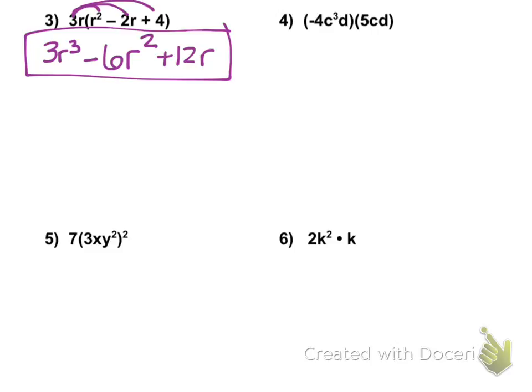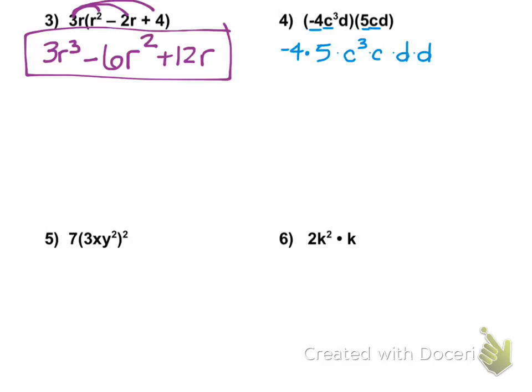All right, notice here, these are two monomials I'm going to multiply together. I like to rewrite it with your coefficients first, so negative 4 times 5 first. Then you take your c to the third times c, and then your d times d. So all of that is multiplied together. So don't try to FOIL this. This is not a FOIL problem. This is a monomial times a monomial.